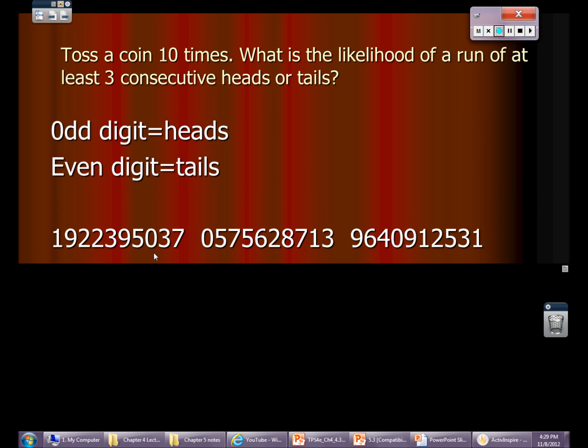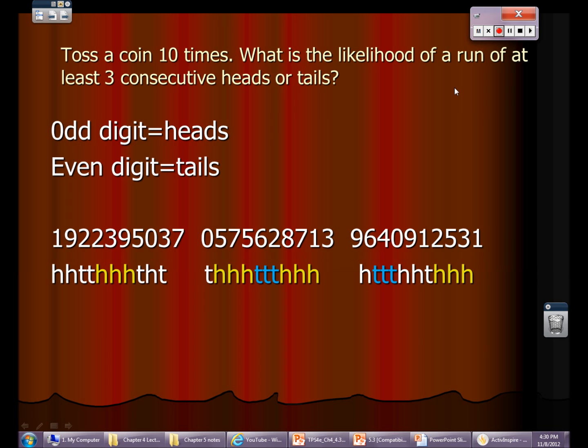The first set of 10 numbers is going to represent the first trial of tossing a coin 10 times. The second set, the second trial. The third set, the third trial. I'm going to look at the numbers and notate whether a heads or tails is represented by the numbers 0 through 9. Here I've done that, and I notice in the middle of the first sequence I have the numbers 3, 9, and 5, 3 odd numbers representing 3 heads. So for the first trial, I am 1 for 1 on getting at least 3 heads or 3 tails in a row.